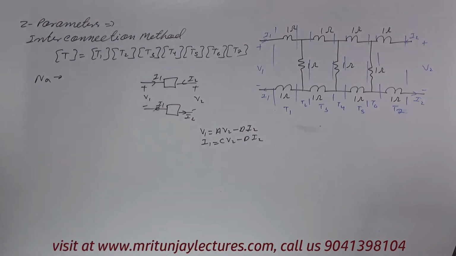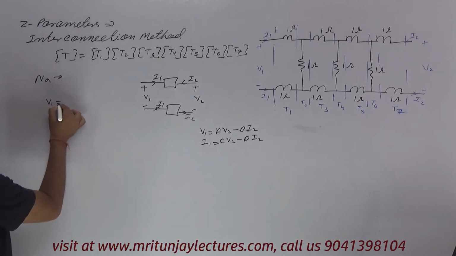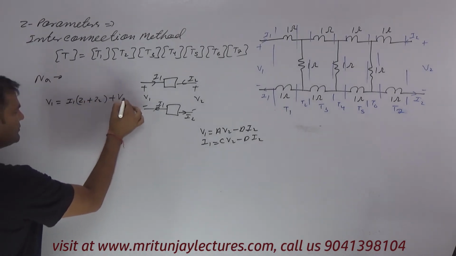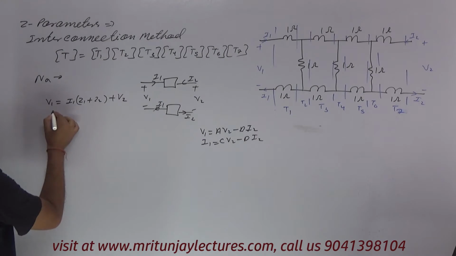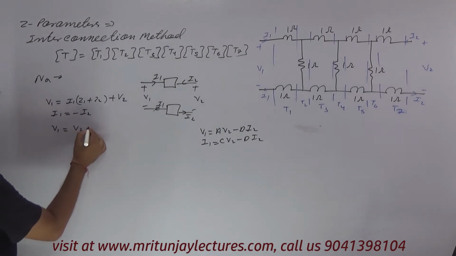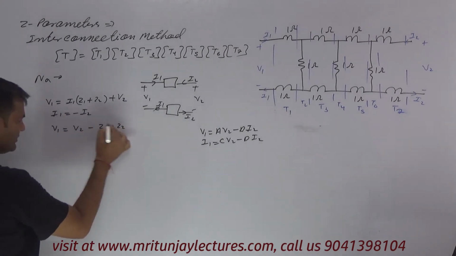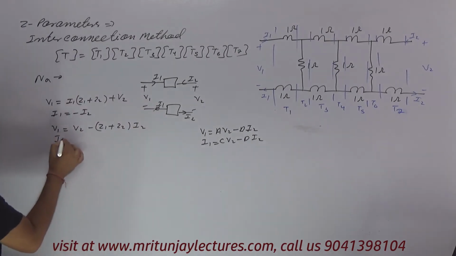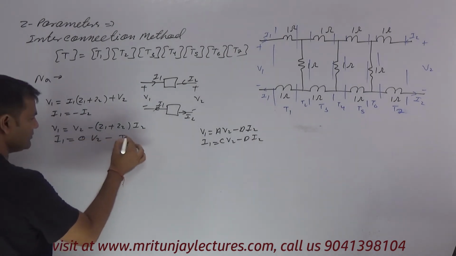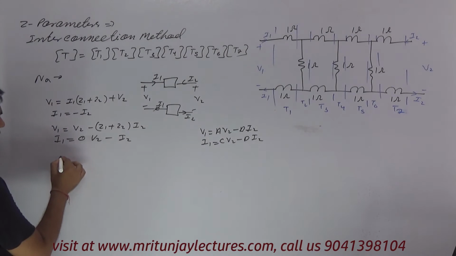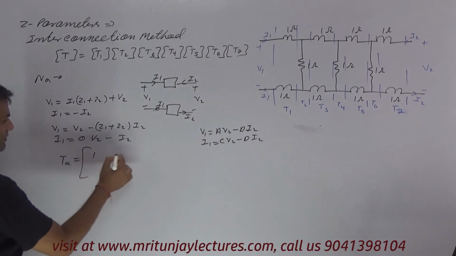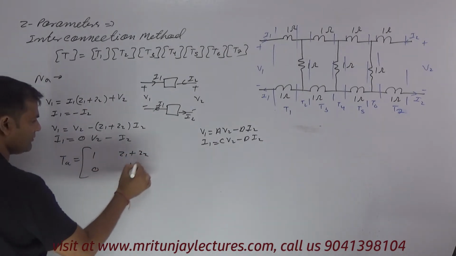Now if you write corresponding to V1, it is I1 times Z1 plus Z2, plus V2. And I1 is equal to minus I2. So V1 is written as V2 minus Z1 plus Z2 into I2, and I1 is written as 0 into V2 minus I2. If you compare this circuit, then 1, Z1 plus Z2, and 0 and 1.